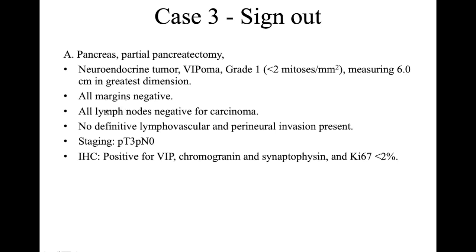We'll comment on the margins, lymph nodes. We talk about lymphovascular invasion and perineural invasion. We'll stage it, and we can put a little note here, and in a note say, this was positive for VIP, chromogranin, synaptophysin, and Ki67 was less than 2%, so that is concordant with the diagnosis above.